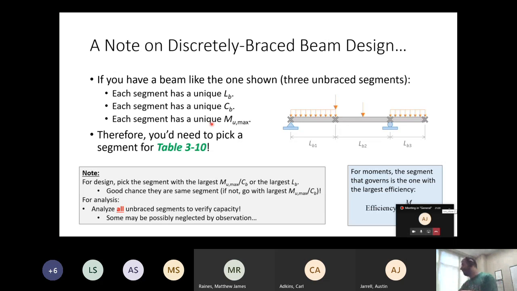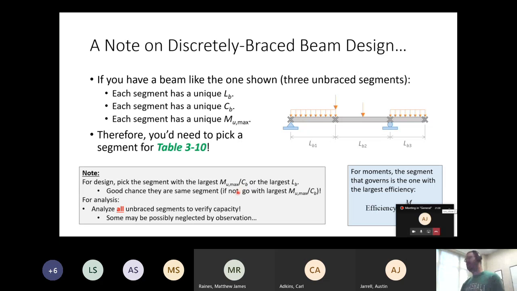When you analyze the section, once you have a trial shape, you analyze all of them. So just pick the one that has the worst case efficiency. But when you're in design mode, how do you design? What do you go into table 3-10 with? My advice is to pick the one with the largest Mu max over Cb or the largest Lb.